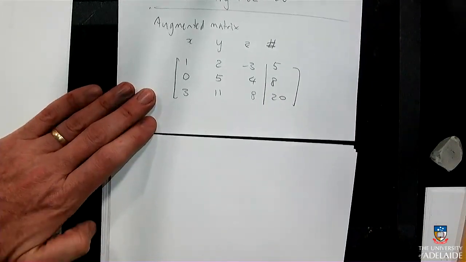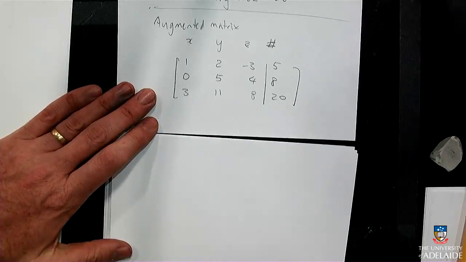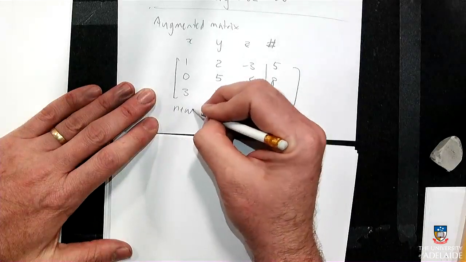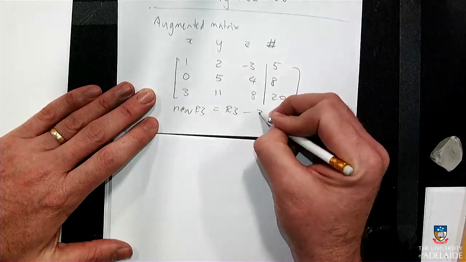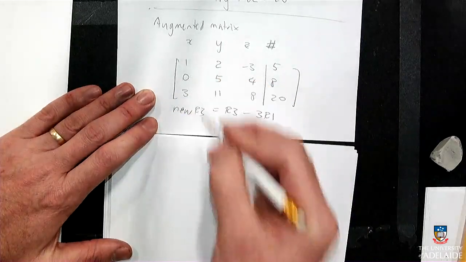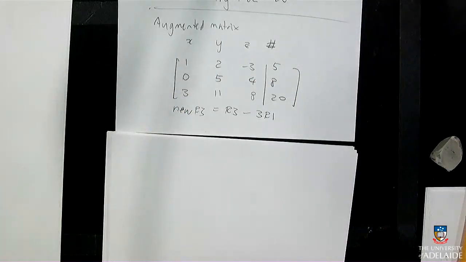All right, well, as usual, I want to try and put as many zeros as I can in here. So I'll do my new row 3 is my old row 3 minus 3 of row 1. I don't have to worry about the row 2 because it's already got a 0 where I want it to be.